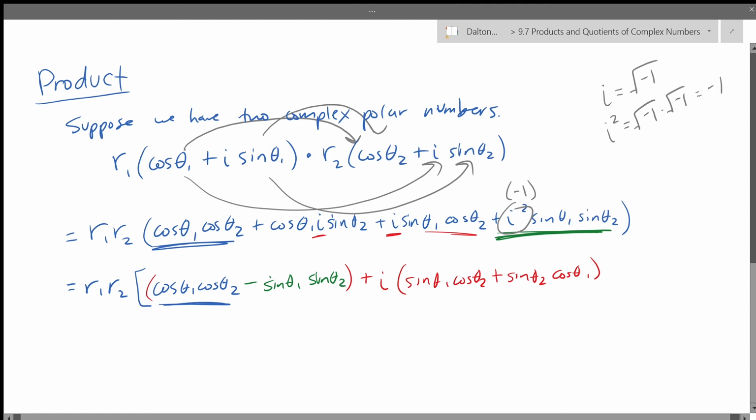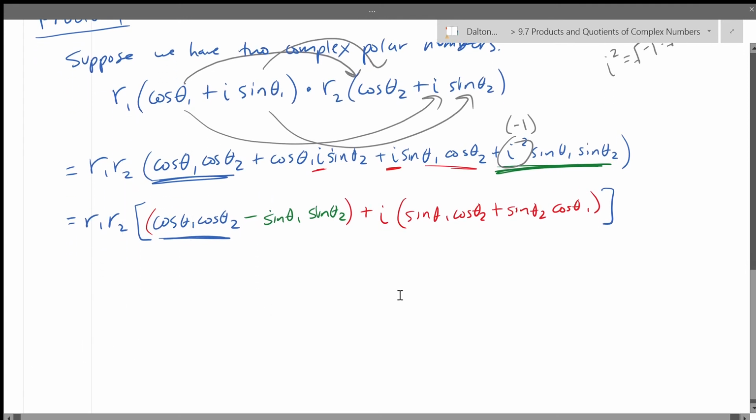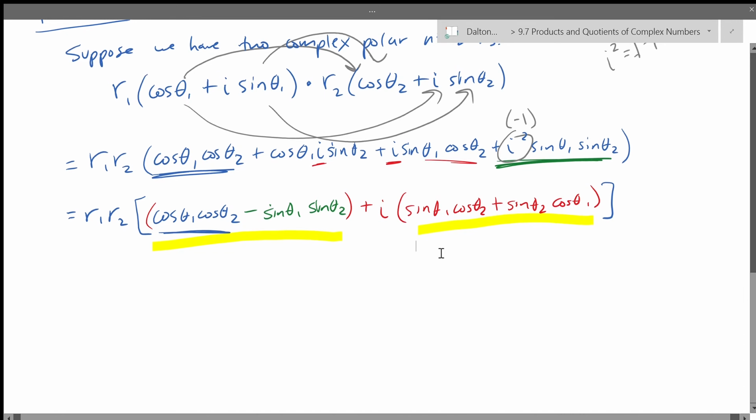And you're like, all right, Miss Schwanier, what the heck are you doing? Why are we writing all this stuff? Well, I didn't make you prove it. I'm just walking you through it. If you pay very close attention to these highlighted parts, cosine theta 1, cosine theta 2 minus sine times sine, and then sine theta cosine theta plus sine theta cosine theta, these are our identities of adding angles.